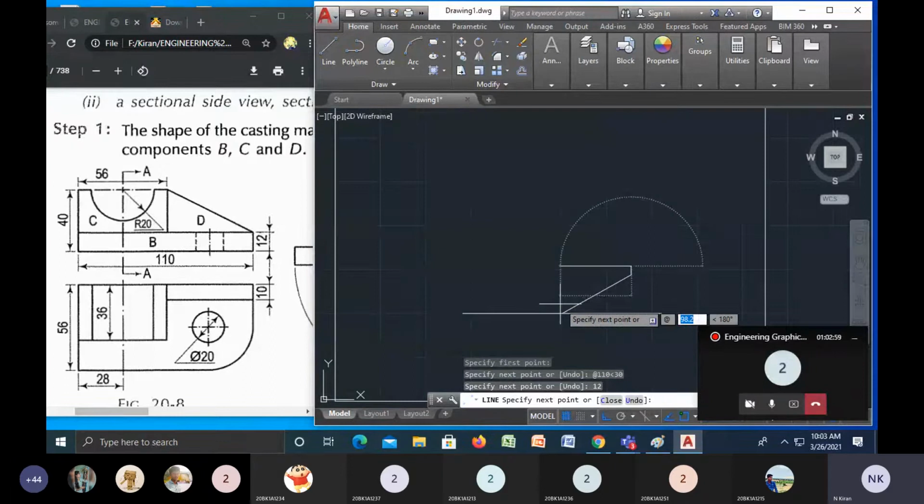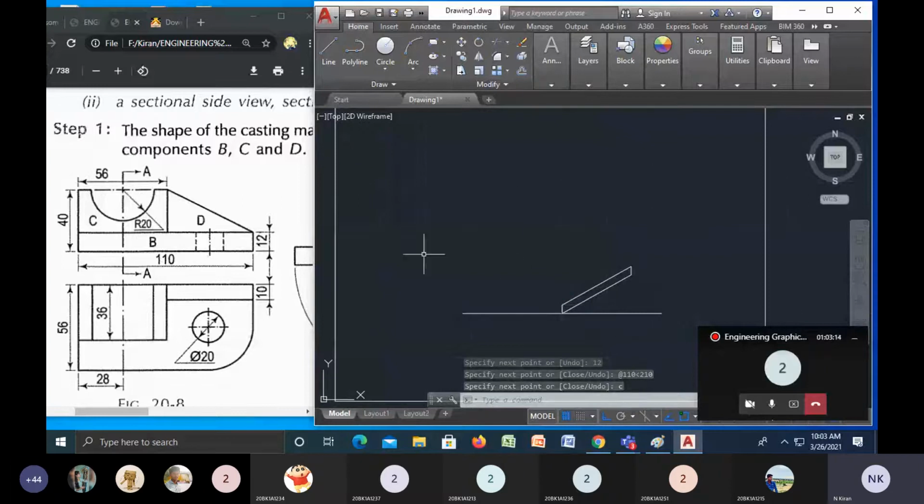I will join again this one also. Shift at the rate, again 110 I will give, and angle 210, enter, and C enter. Okay, so this is your first base in the front view. Now at this point, this is your 56 in the top view. You can observe here, this is your 56.